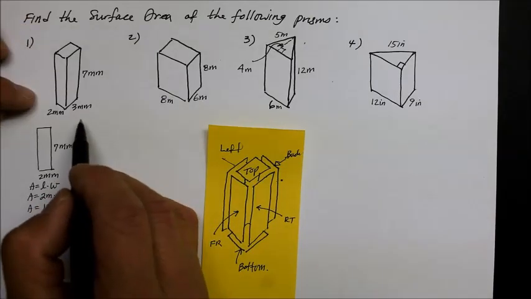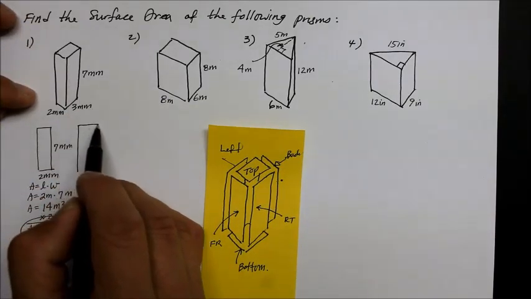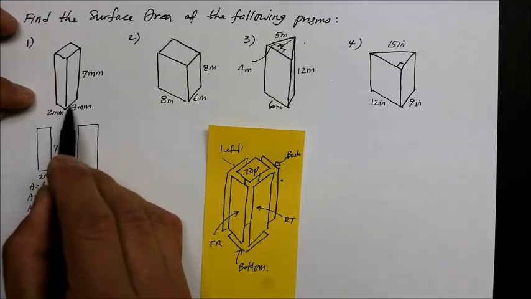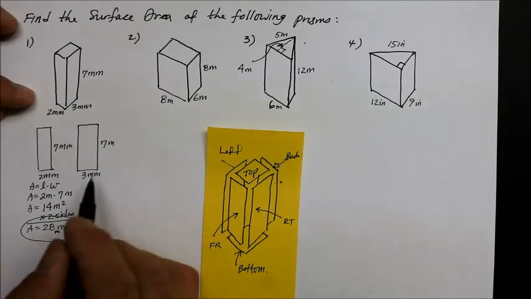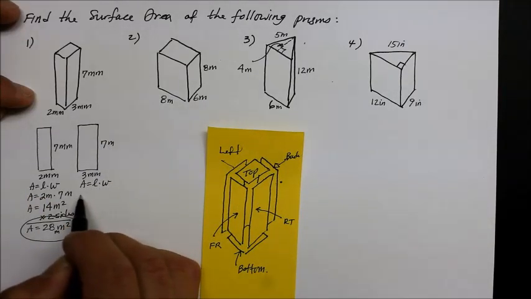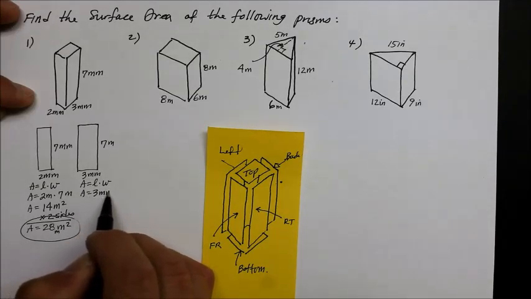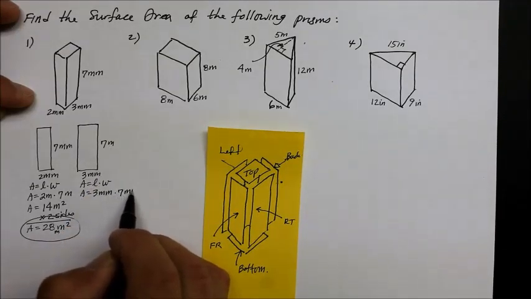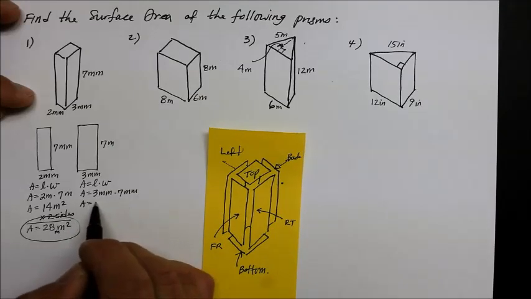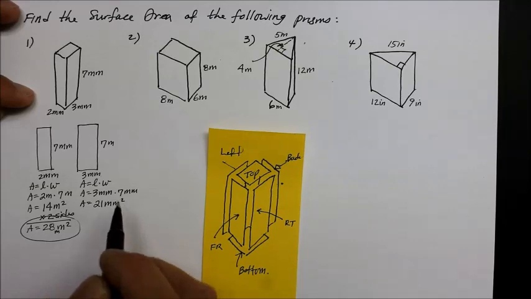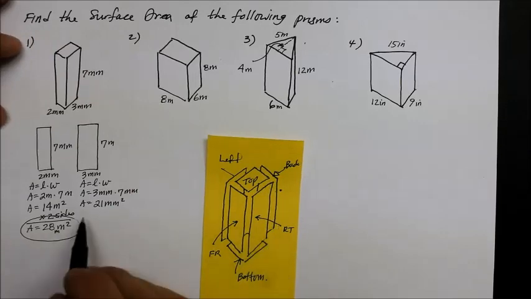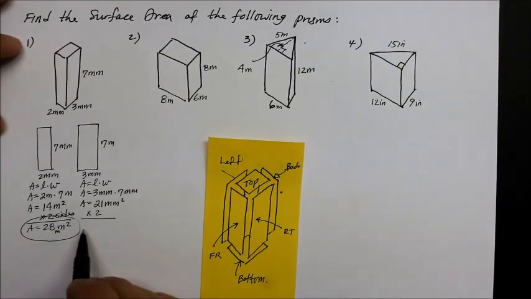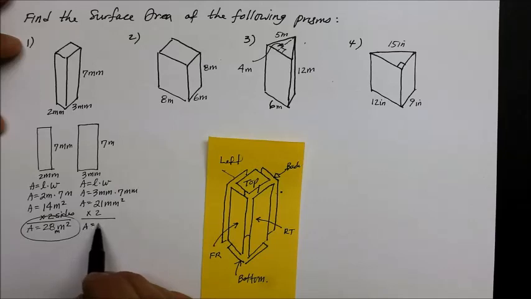This time, however, the length is not 2. In fact, it's 3 millimeters by the same 7 millimeters. So the area is length times width, 3 millimeters times 7 millimeters. That's 3 times 7, 21 square millimeters. And how many of those do we have? Well, we have the right side and the left side, so times 2 for that as well. So the total area for left and right comes out to be 42 square millimeters.